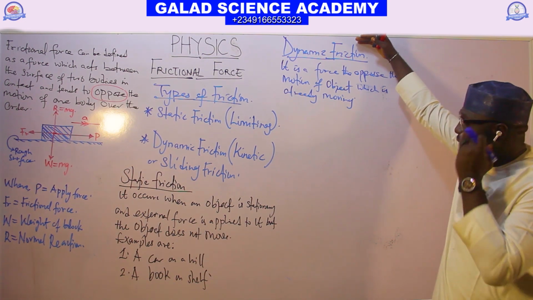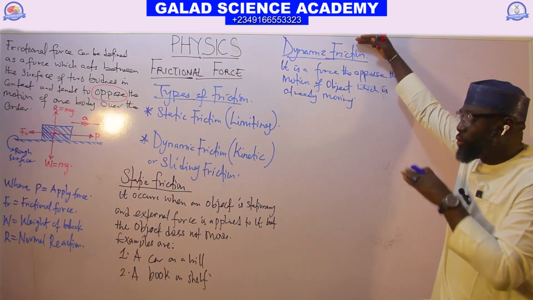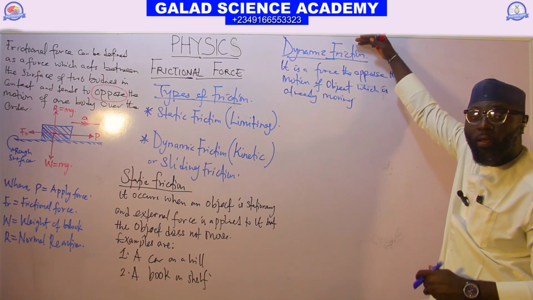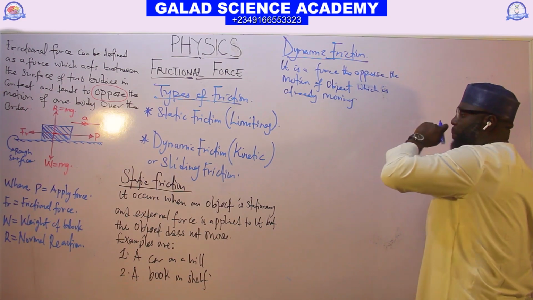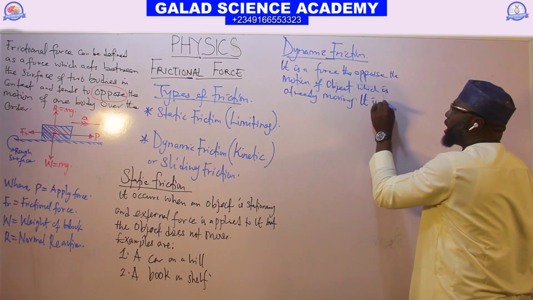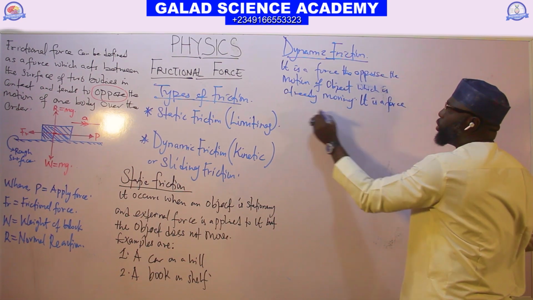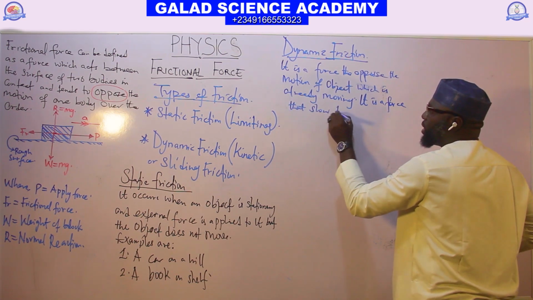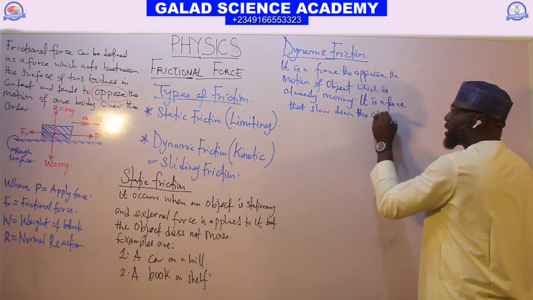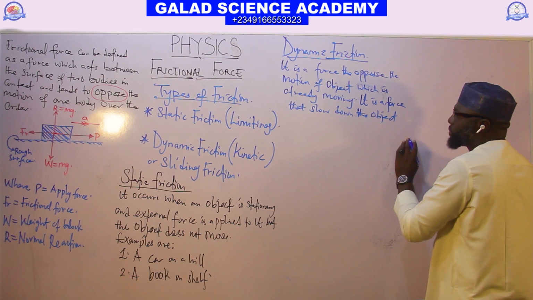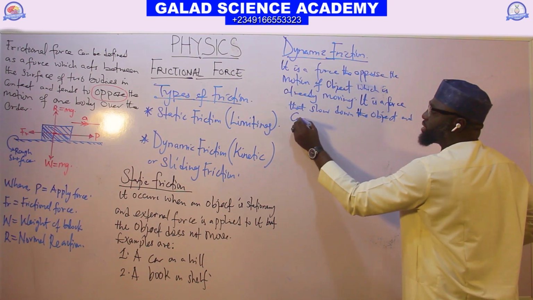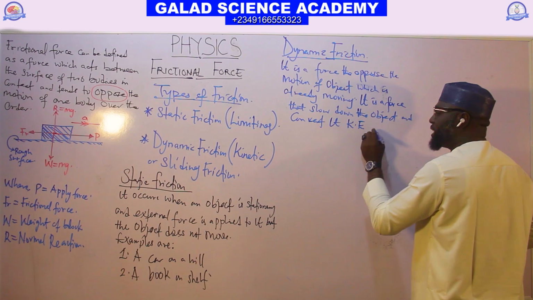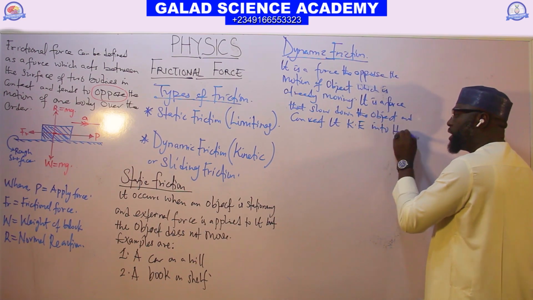Dynamic friction is a force which slows down an already moving object, and it converts its kinetic energy into another form of energy.